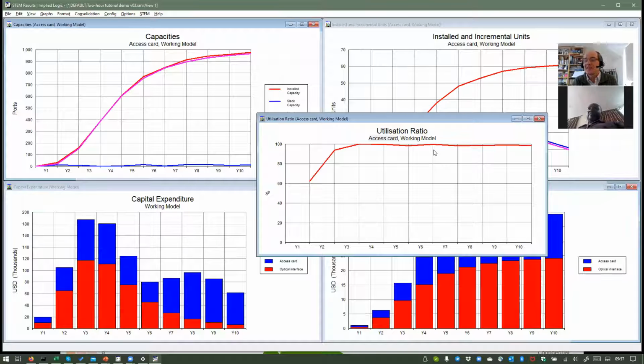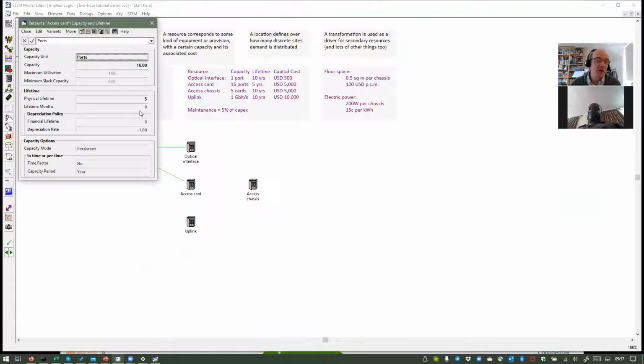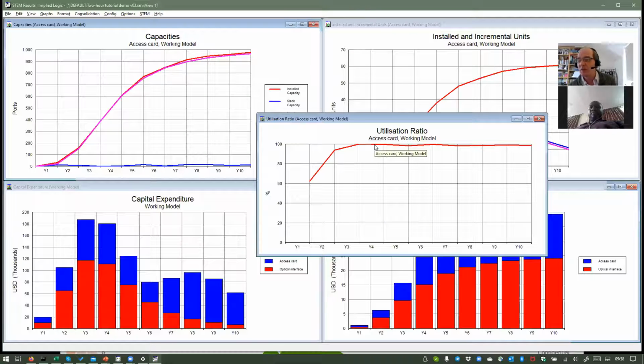Okay, that's all right. In the resource there are things where you can tell STEM to either impose a maximum utilization on the device or to impose some kind of minimum slack capacity, where you can say, I always want to have 3 ports spare or whatever. You can do that. But in this example, I'm trying to keep it really simple. So without that, there is another more fundamental reason why the utilization shouldn't be this big.